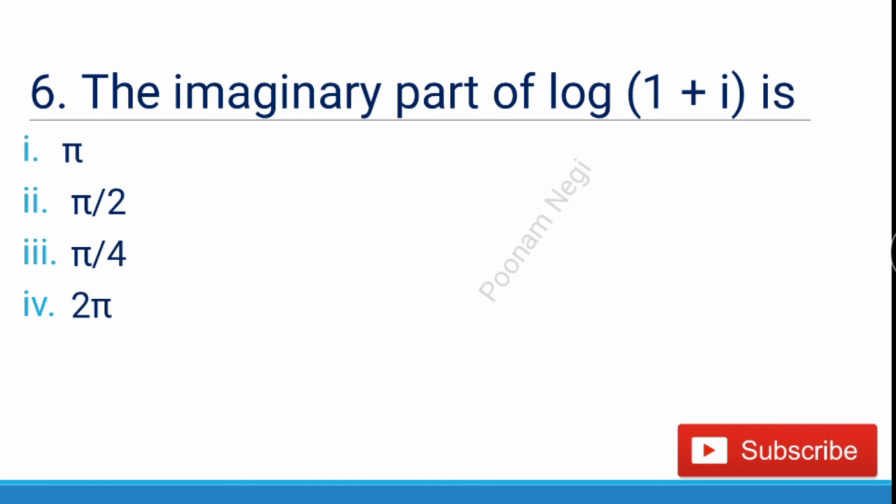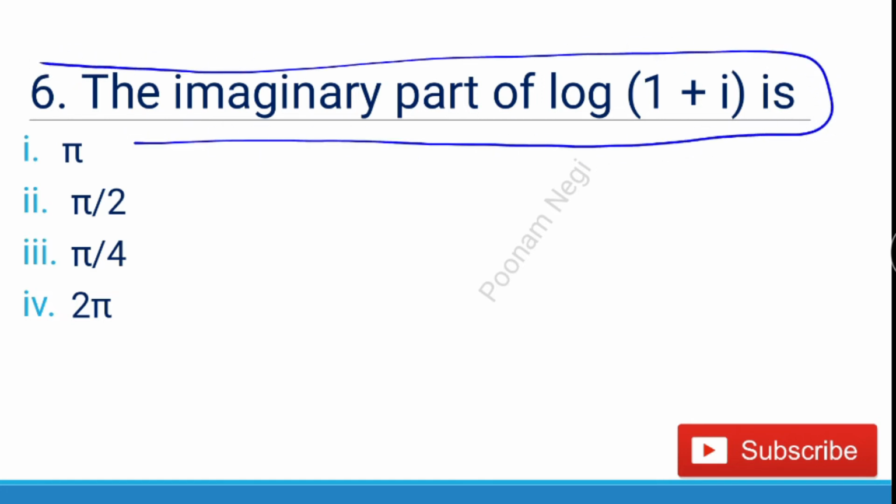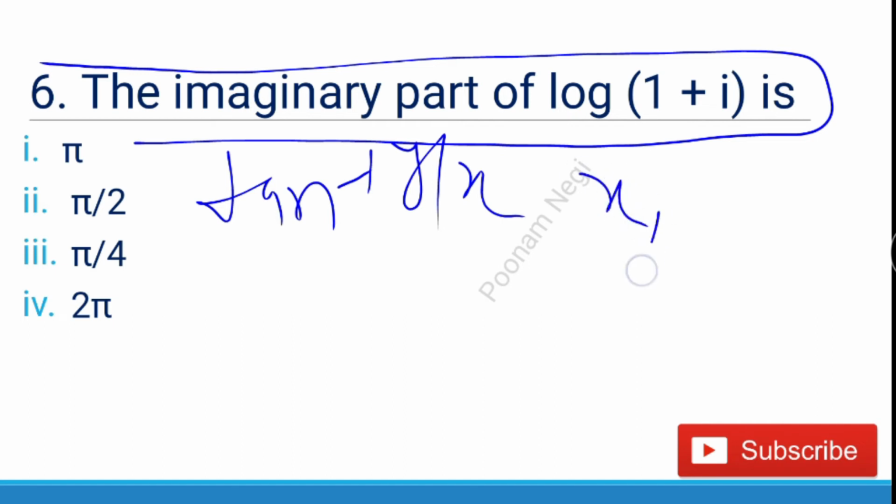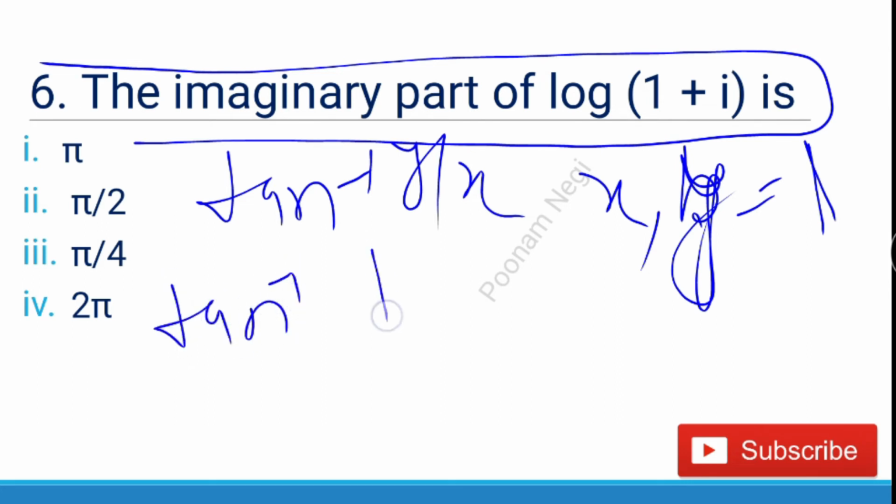Next question is the imaginary part of log(1 + i). As we know, the imaginary part of log(x + iy) is equal to tan⁻¹(y/x). In this case x and y both have the value 1. That means it will be tan⁻¹ 1. It means it will be π/4. So the imaginary part of this function will be π/4.